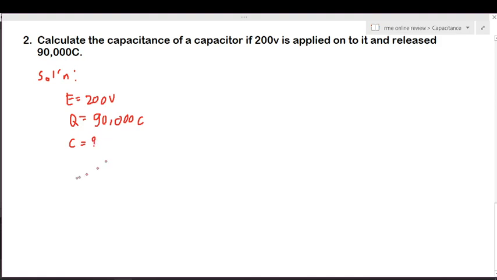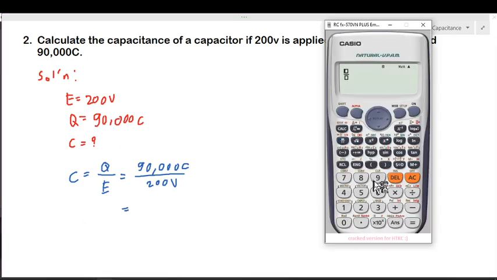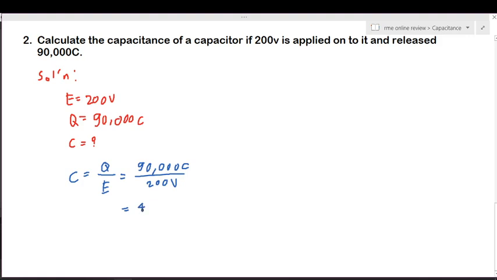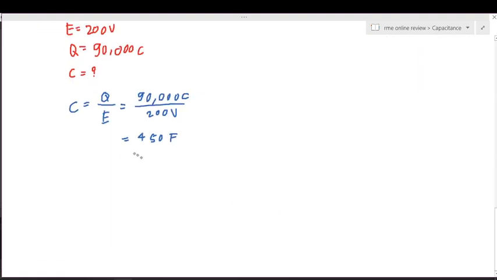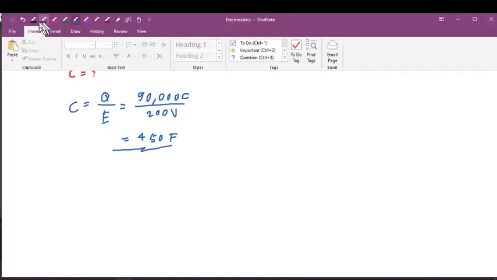Okay, so going back to our formula, let's try another color of a pen. So C is equal to Q over E. So we have our Q is 90,000 coulomb over the voltage of 200 volts. So we will have 90,000 divided by 200 volts. So that will be equivalent to 450 farad.